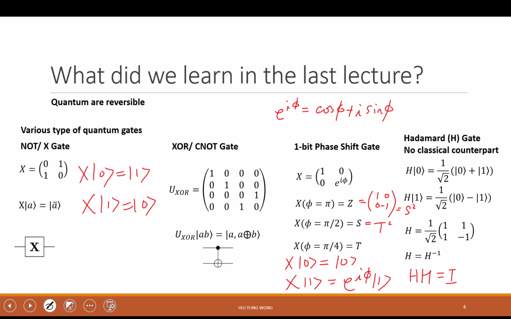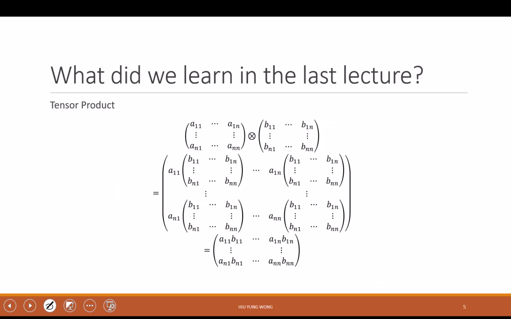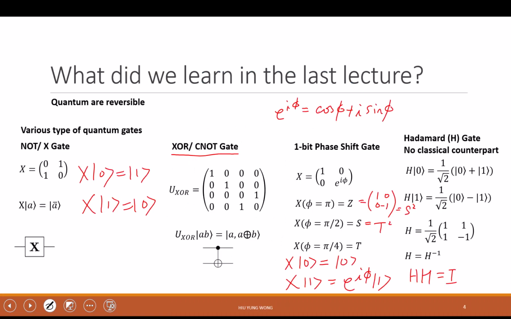These are the 1-qubit gates. And in the last part of the last lecture, we talk about the 2-qubit gate, the CNOT gate, or the exclusive OR gate. Maybe I am not going to review this now. I will review it when I continue on the 2-qubit gate.